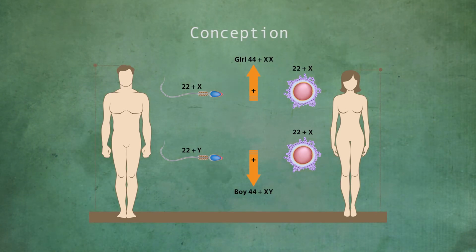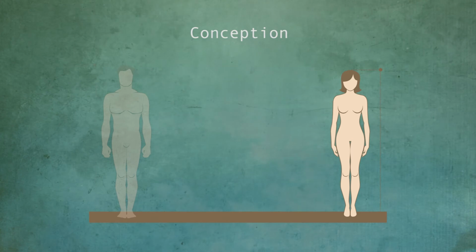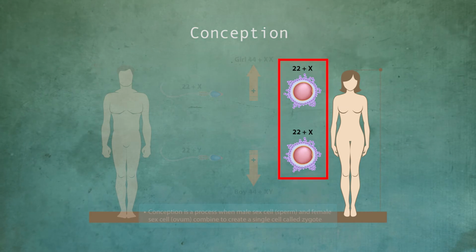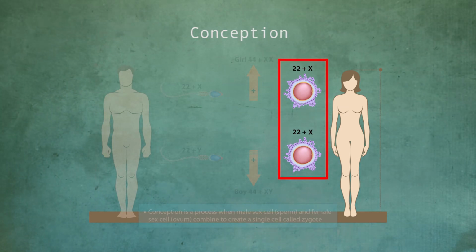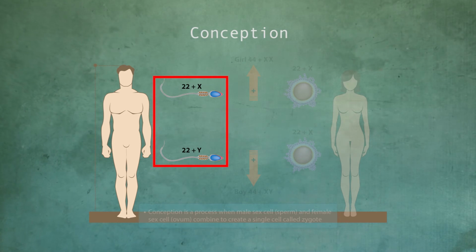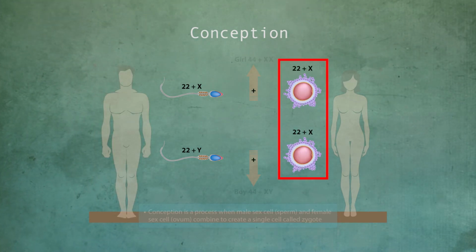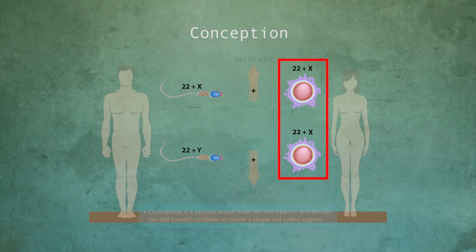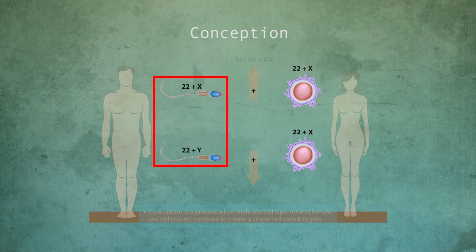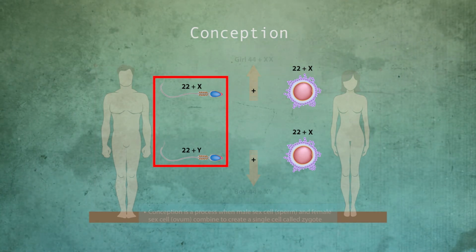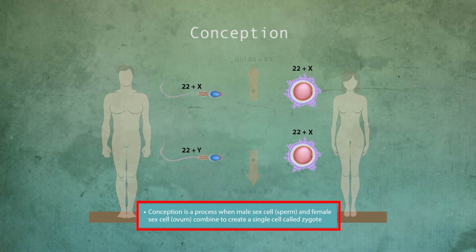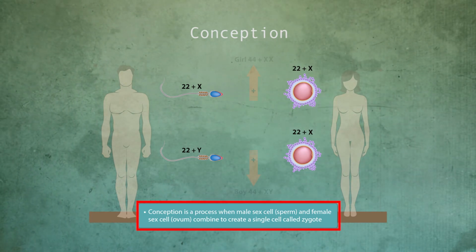What is conception? Let us recall. Let's say this is a mother and this is a father. The mother has 46 XX and the father has 46 XY. Mother's sex cell, that is ovum, contains haploid 22X chromosomes and sperm contains 22X or 22Y chromosomes from the father. Conception occurs when the sperm meets the ovum and becomes a single cell called zygote.